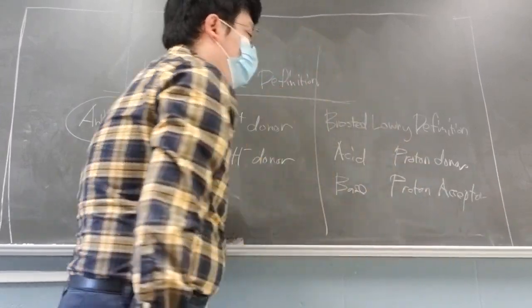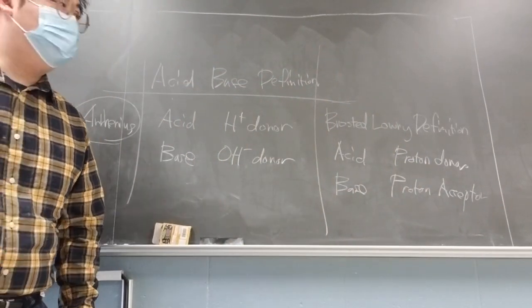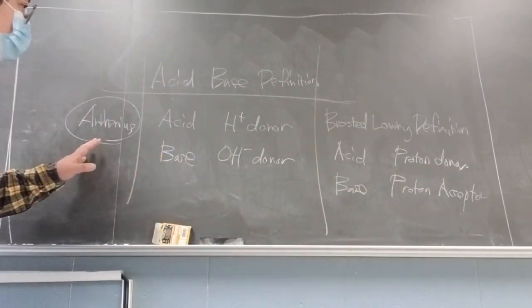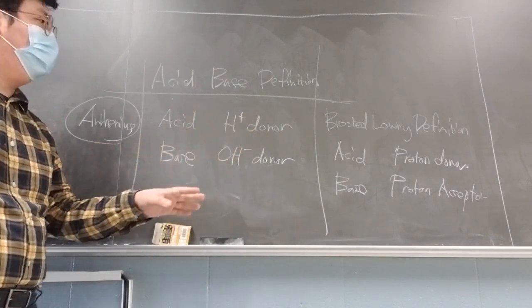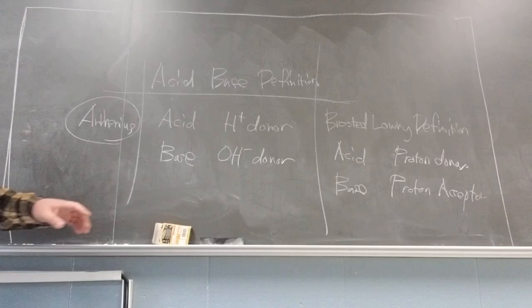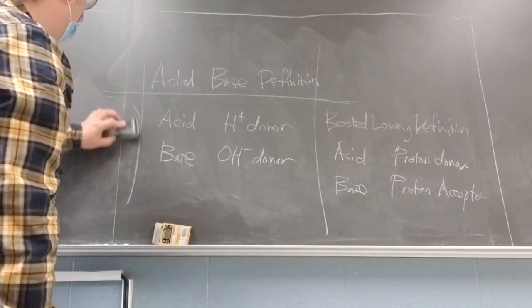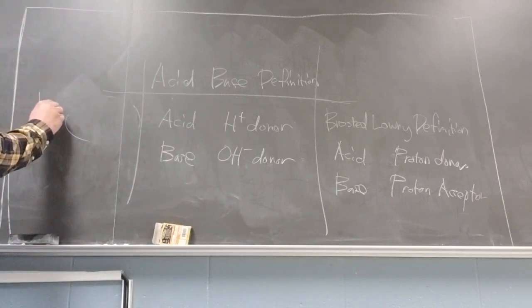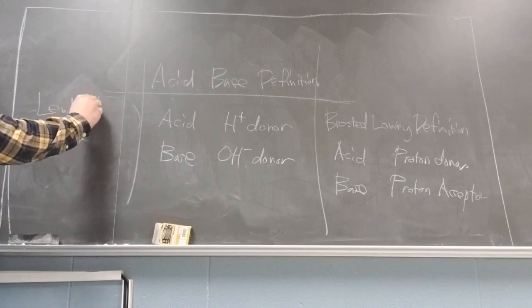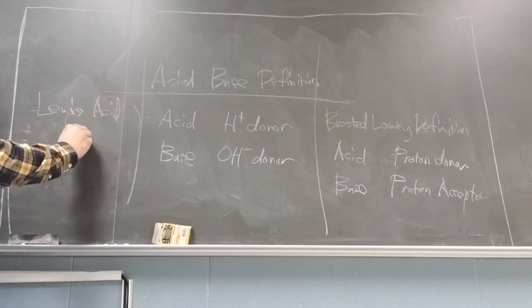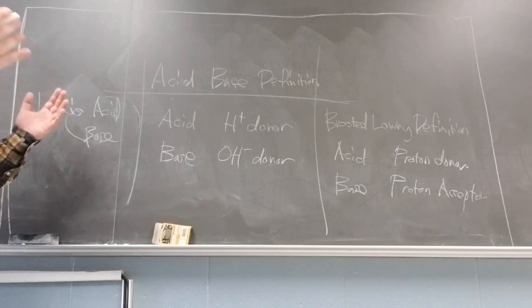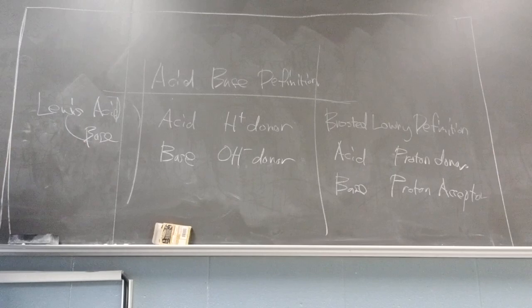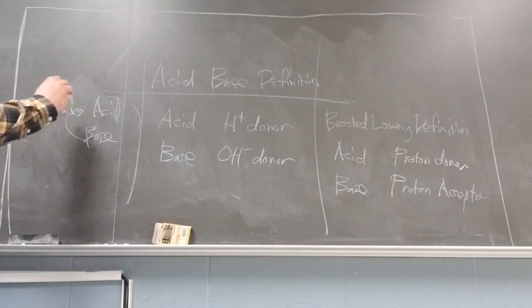Or you can say they steal the protons from somebody. Okay, so we're going to talk about these two most of the time. There's another one we call Lewis acid and base. This can even cover any type of chemical reaction, most chemical reactions, as an acid and base reaction, by using electrons.